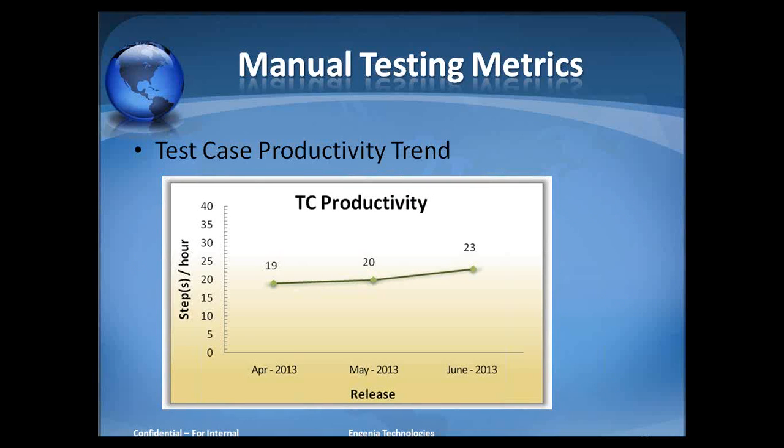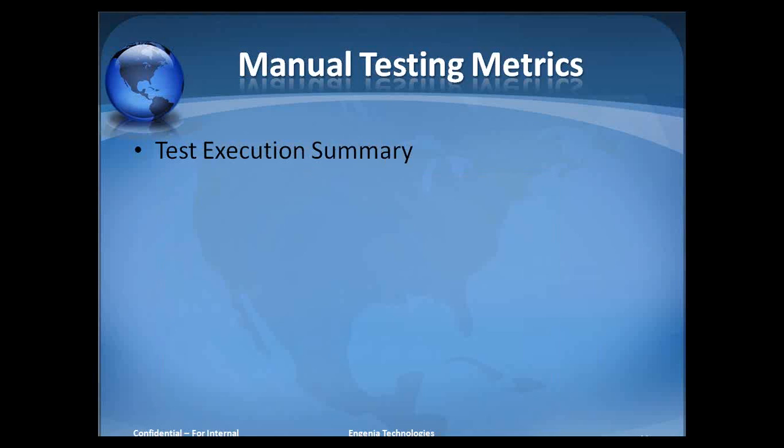Once we have developed this particular figure, we can compare it with the same metric for a period of time. For example, right now we are sitting in June, and we have a rate of 23 steps per hour. However, in the month of May, we were able to produce only 20 steps per hour, and in the month of April, we were doing 19. So gradually, this shows that we are improving in our scripting process month by month.